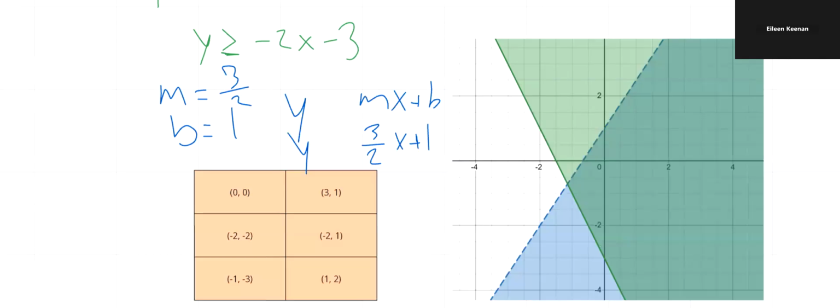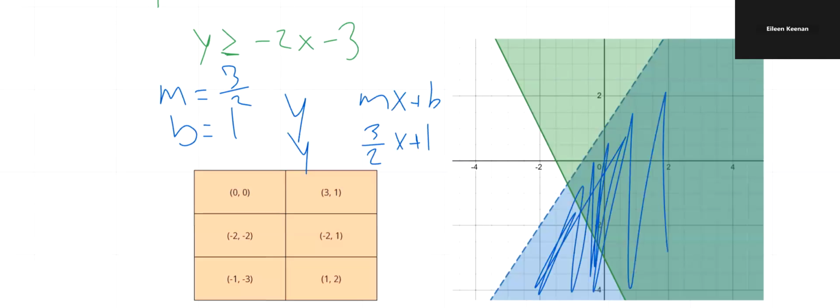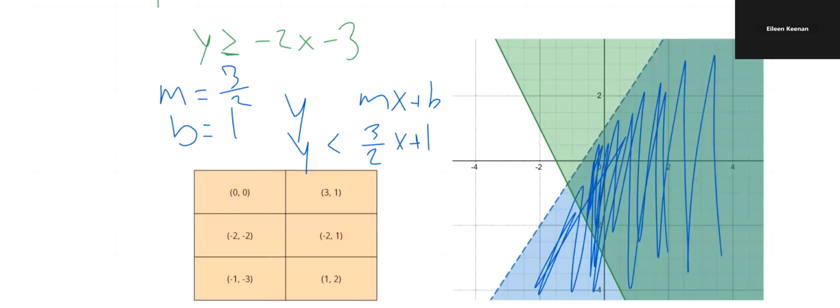It's below. It's right here. It's where our y's are getting smaller. So that means it's going to be less than, and it's also a dotted line, a dashed line. So it's not going to have the line underneath. It's not "or equal to." It's just y is less than, because we're shading underneath the y-intercept where the y's get smaller.